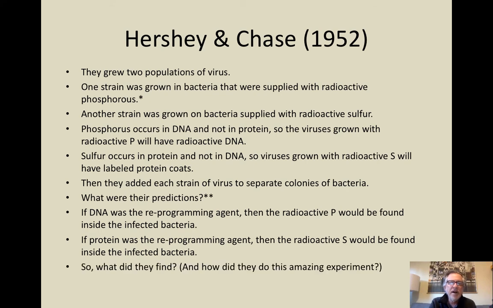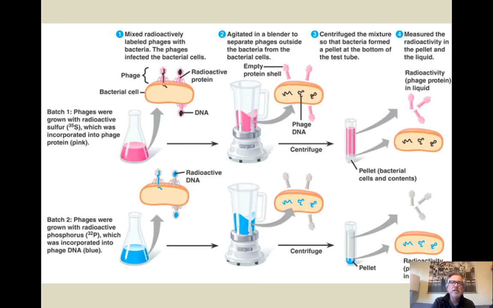So what did they find? And how did they do this amazing experiment? Well, here it is. They grew the bacteria, then they put the bacteria in a blender, and they just gently agitated it, and that knocked any attached viruses off the cell. And then they put the solution in a centrifuge, spun it at very high speed, and a solid mass forms at the bottom called the pellet, which is the remains of the bacterial cells. And they did this with both cells that had been exposed to radioactive sulfur or radioactive phosphorus.